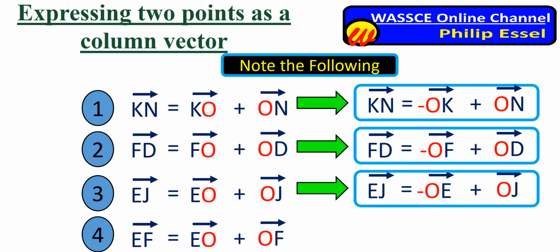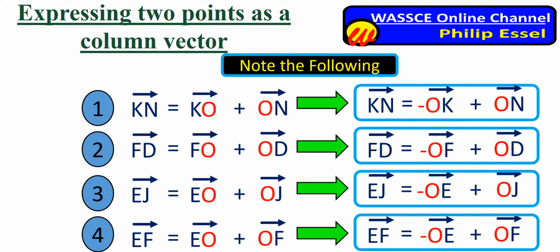Now the vector EO would have to be properly written as negative OE. And when we do that, we'll get the new equation. Vector EF equals negative of the vector OE plus the vector OF. It is as simple as that. And I hope you enjoyed this.